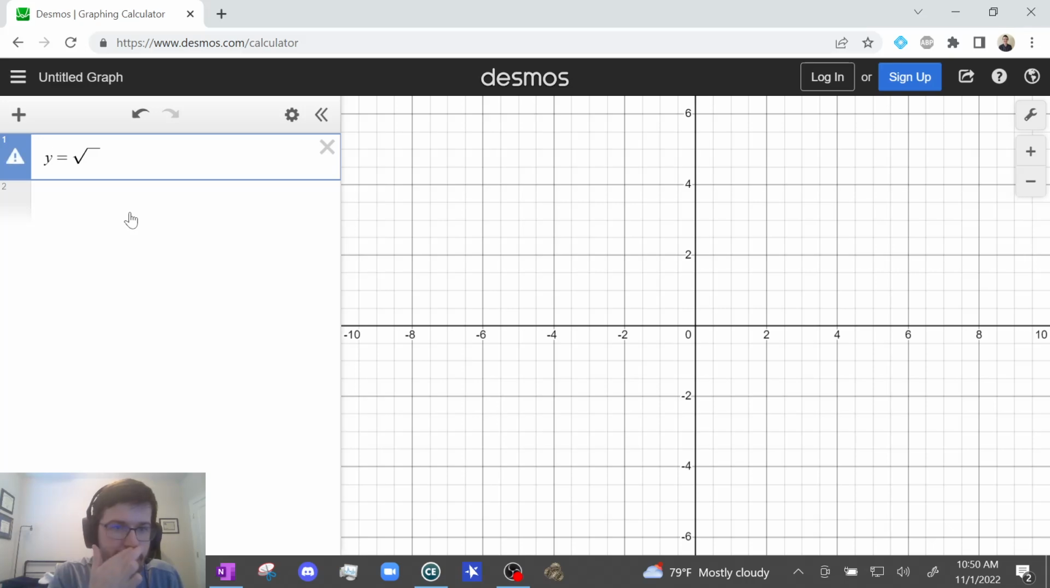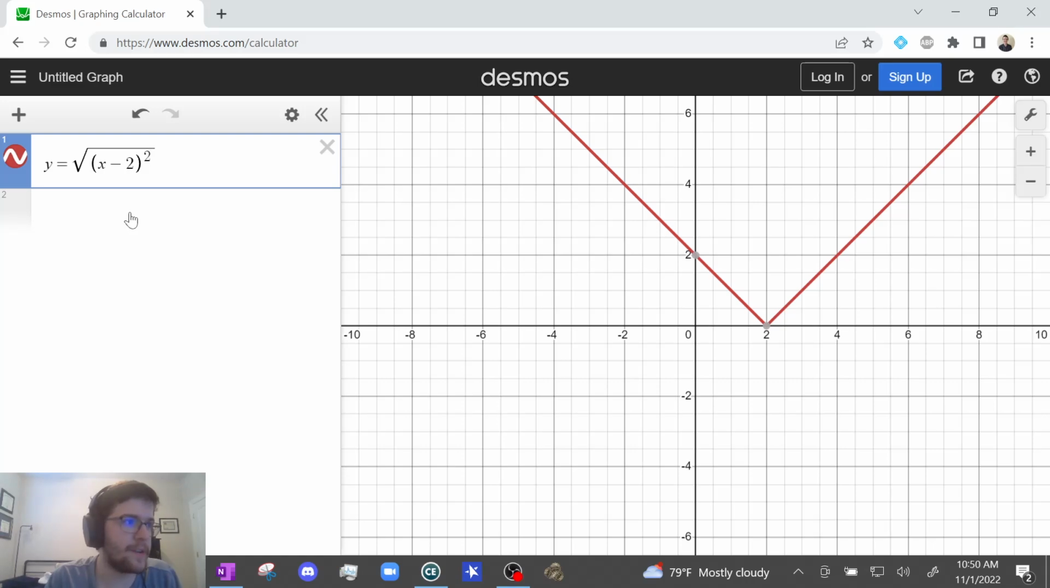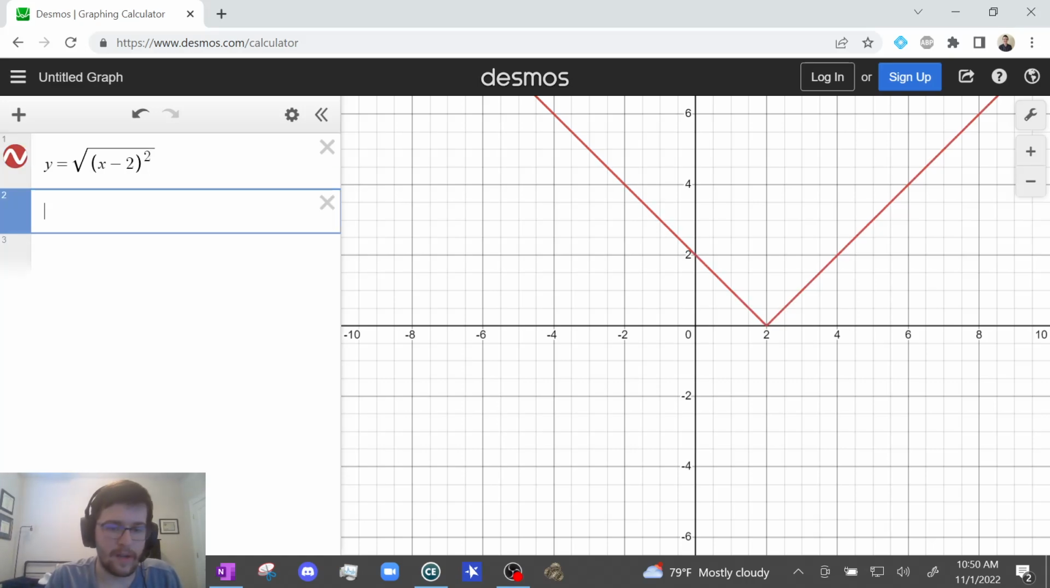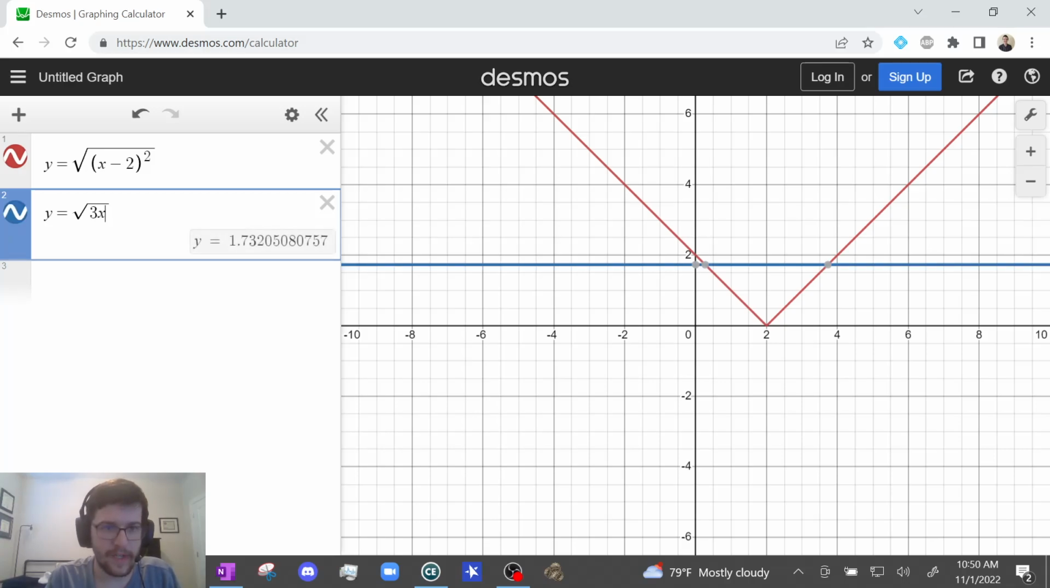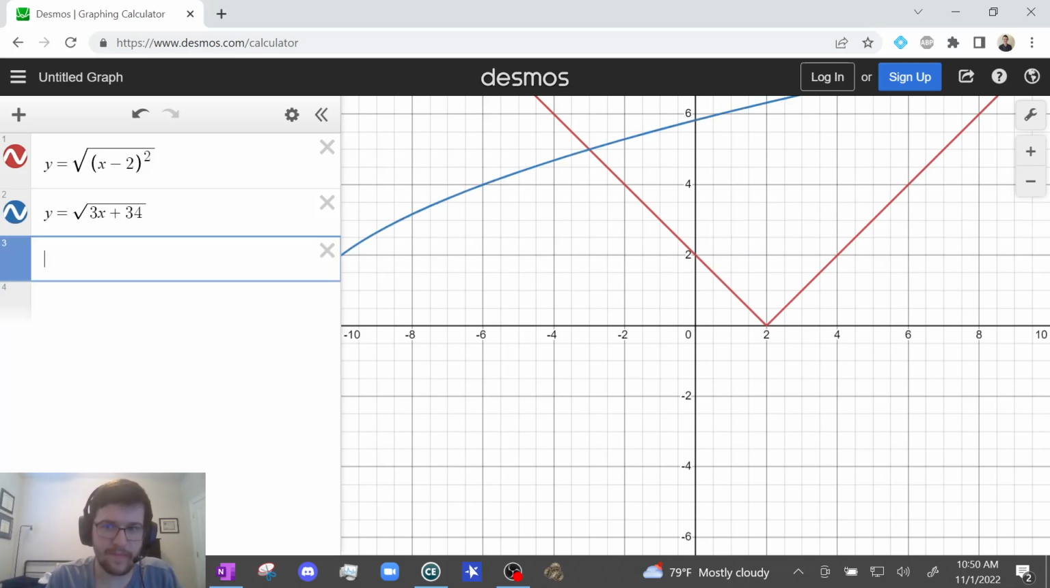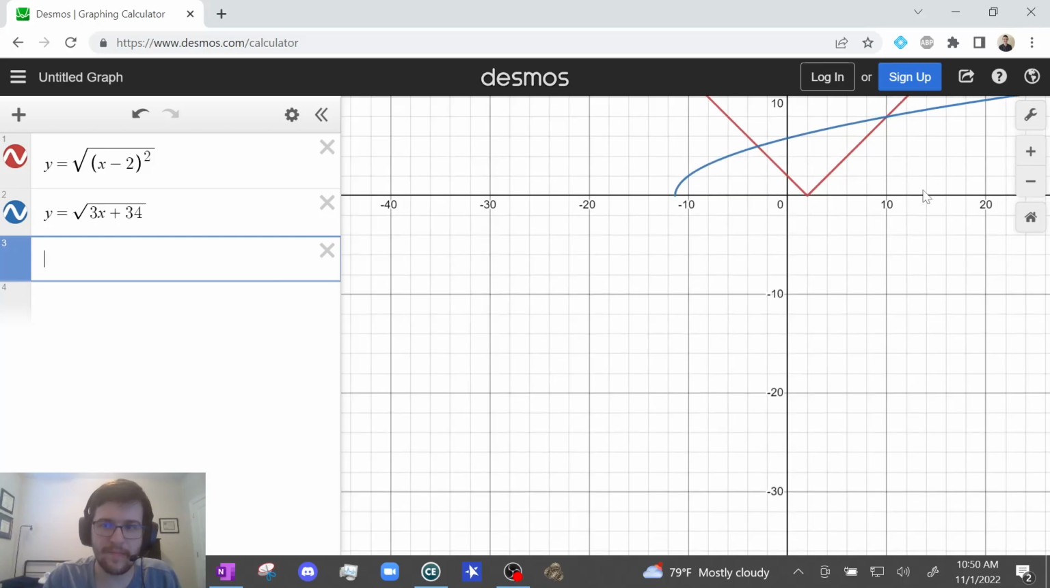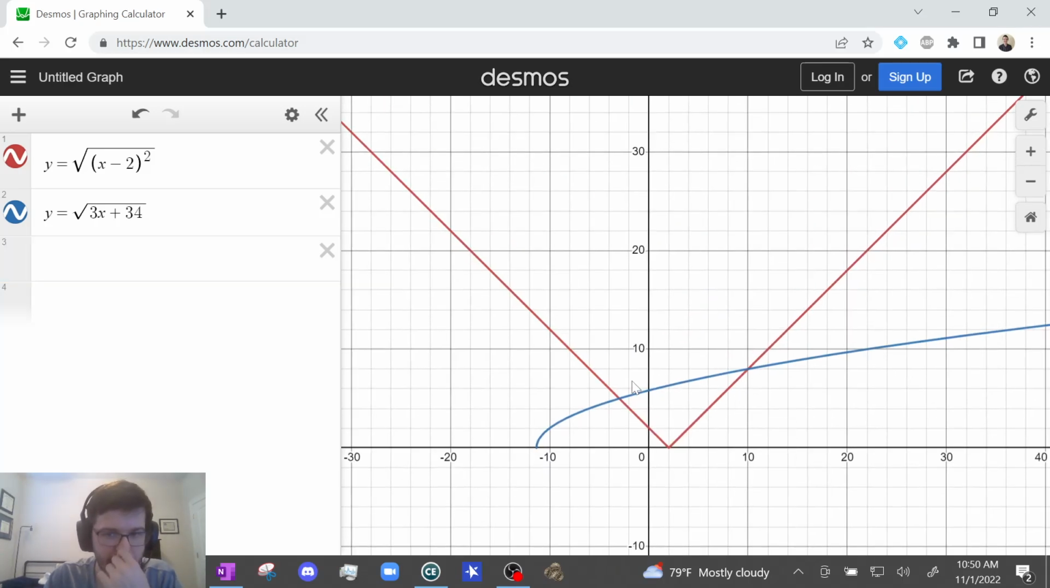So square root x minus 2 squared. And then I'm going to do y equals square root 3x plus 34. I'm going to zoom out. All right, they intersect in 2 spots.